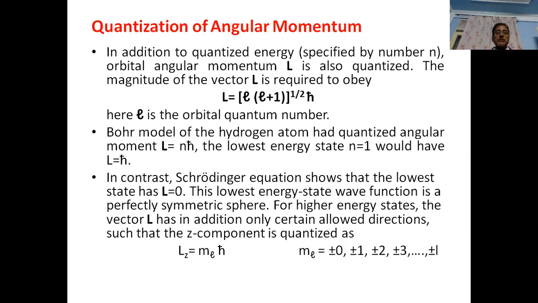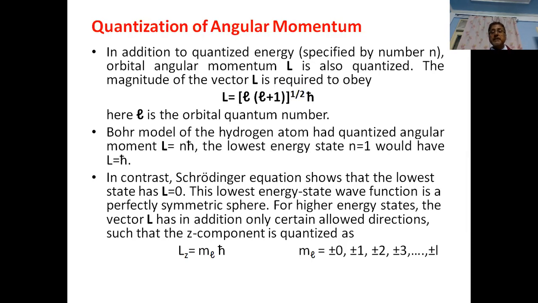Now we will also see that the orientation, that is the angular momentum vector, is quantized in space also, which we call space quantization. Anyway, the Bohr model of the hydrogen atom had quantized angular momentum L is equal to n h cross, and the lowest energy state n is equal to 1 would have L is equal to h cross for the first orbit. The Schrodinger equation shows that the lowest state has L is equal to 0.